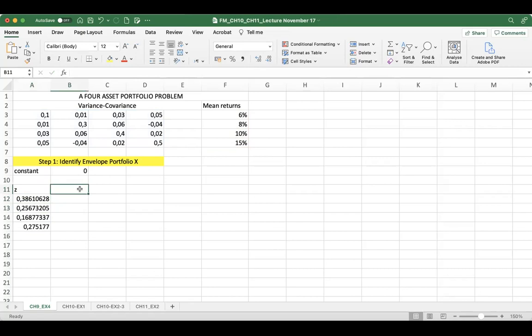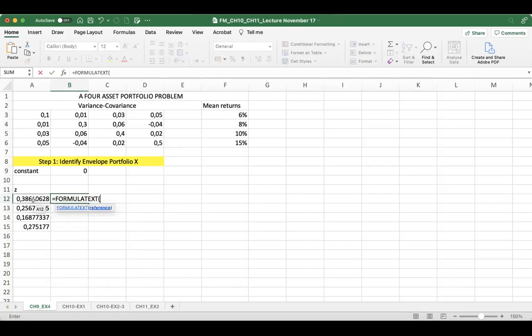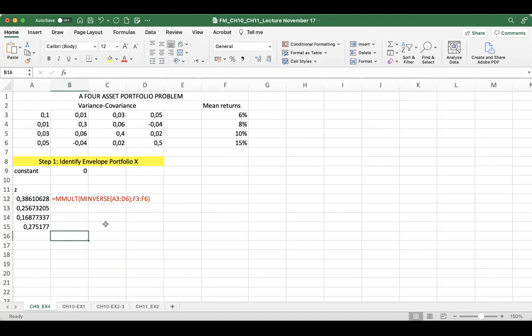Now we can use it to find the composition or the weights on the sum. Can you show the formula as text please? Sure. So equal to this formula text. So multiplying the inverse of the variance covariance matrix by ER minus C. Now, since C is equal to 0, we keep the same ER.